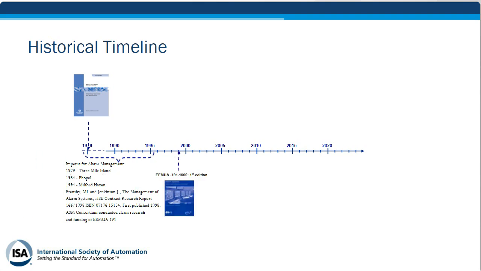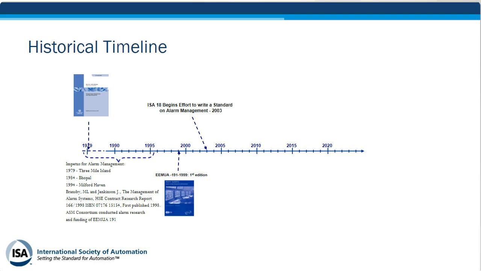In basically 2003, the ISA team began the effort in Houston at the ISA show. We began the effort to create the first standard on alarm management. EEMUA, number one, is not a standards development organization. EEMUA 191 is not a standard. So that's a key delineation that folks need to understand.